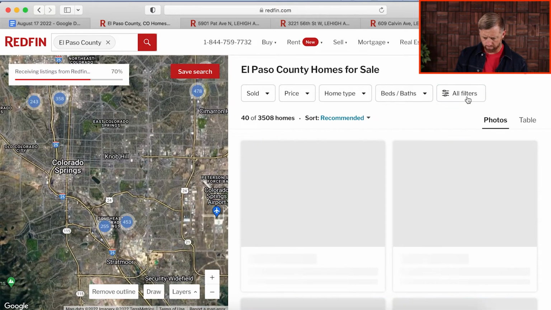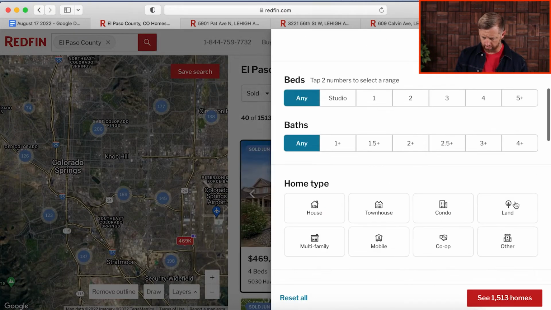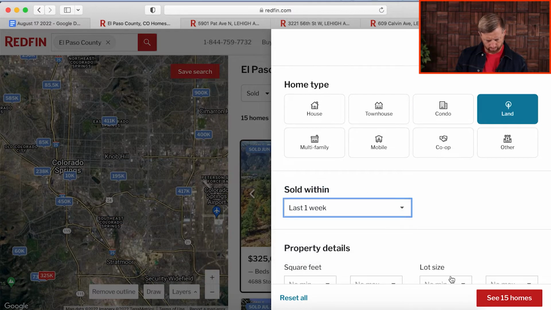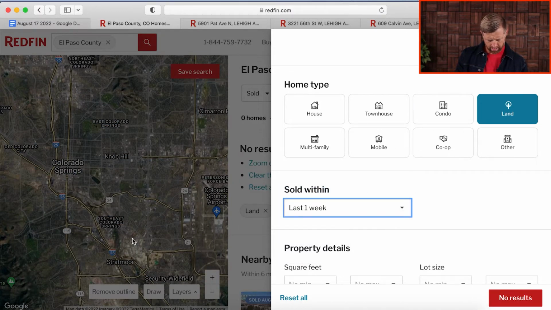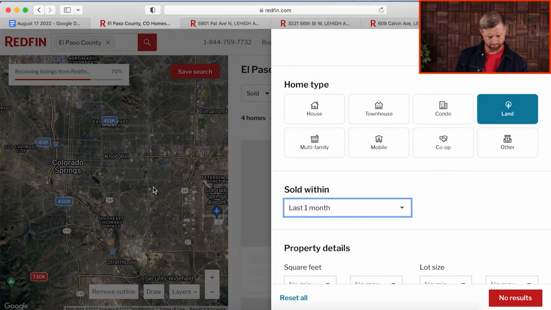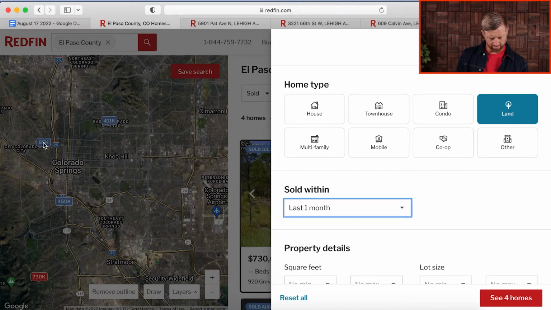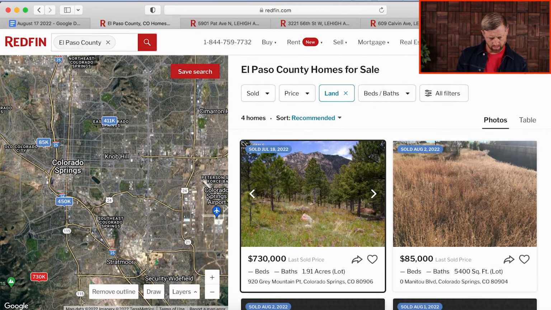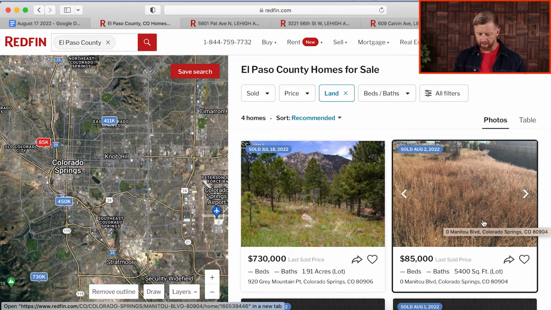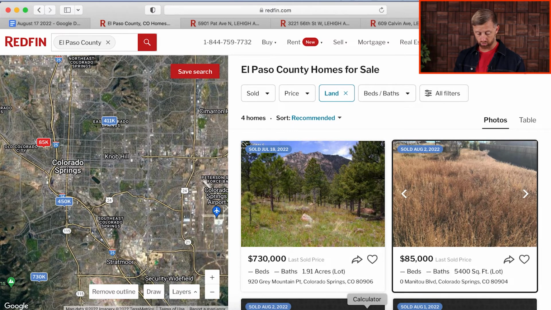You want to go to all filters, sold, click on land. Let's look in the last week of what's been going on. And I don't see anything in the last week. Let's just go to the last month. All right, here's one for 85. Here's one for 450. Let's just see the 85,000 one. All right, here we go. So you got $85,000 sales price, not square foot, $85,000 sales price, and it's 5,400 square foot.